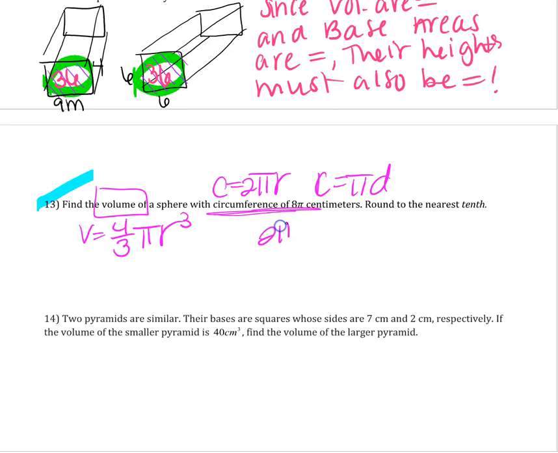So circumference is 2 pi r. I'll set that equal to 8 pi because that's what it says that it is. My pi's drop out. 8 divided by 2 is 4. Oopsies. Sorry, I wrote the wrong number. So my radius is 4. Okay? That's what then goes in for here.